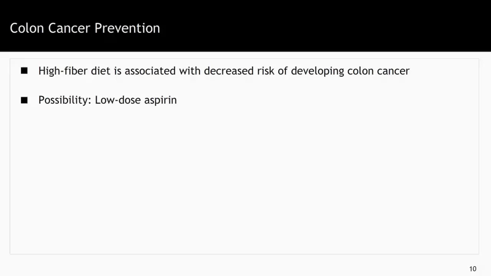Another possibility for colon cancer prevention is low-dose aspirin. It is unclear why aspirin is effective. It probably relates to it being an anti-inflammatory, cutting down the chronic inflammation in the colon. But because of risk of bleeding, it is not recommended on a wide basis to be used for colon cancer prevention.